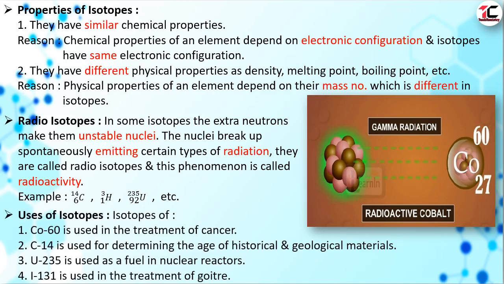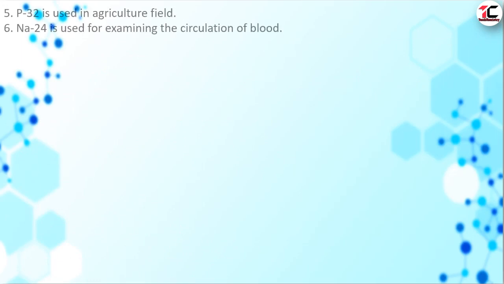What are the uses of isotopes? Isotopes are of great use in our life. Cobalt 60 is used in the treatment of cancer. Carbon 14 is used for determining the age of historical and geological material. Uranium 235 is used as a fuel in the nuclear reactor. Iodine 131 is used in the treatment of goiter. Phosphorus 32 is used in the agriculture field. Sodium 24 is used for examining the circulation of blood.